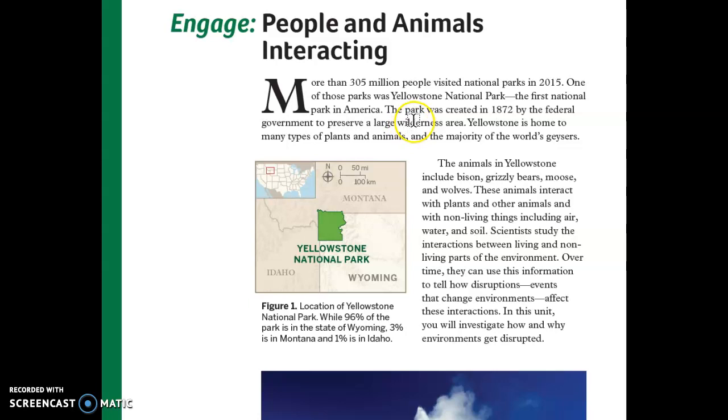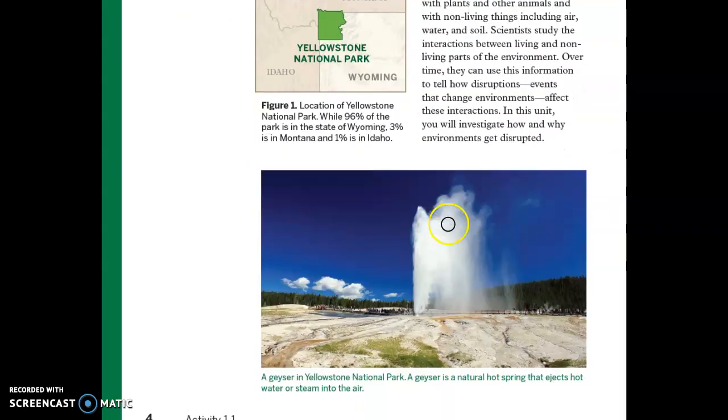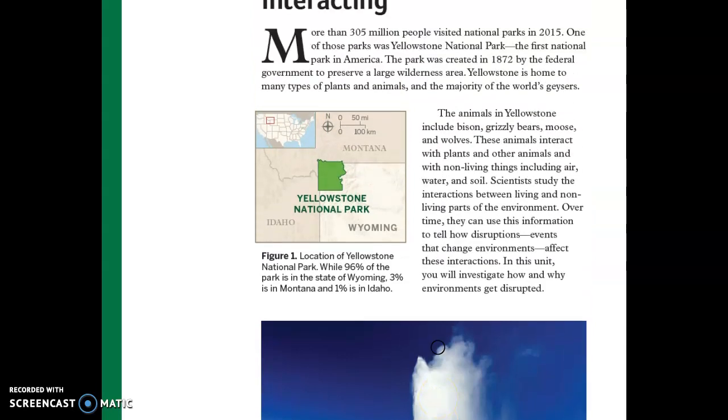The park was created in 1872 by the federal government to preserve or save a large wilderness area. Yellowstone is home to many types of plants and animals and a majority of the world's geysers, which we see down below. Right here we're looking at a geyser, which is a hot spring, which shoots water up into the air based on hot lava, essentially, that is kind of near the surface underground.